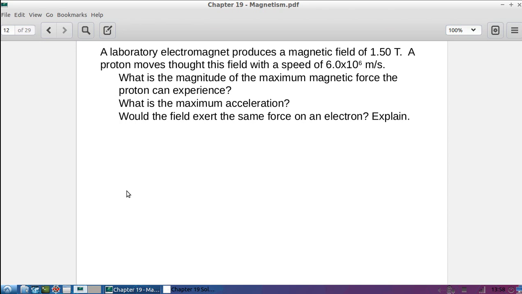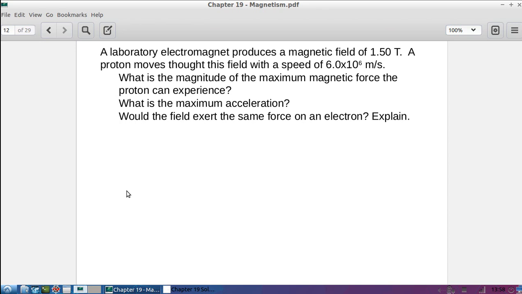We've got a proton moving through the field with a speed of 6 times 10 to the 6 meters per second. Very fast, but we've seen, like we saw in chapter 16, that a charge free to move in space under an electric field can move very quickly. It's asking for the magnitude of the maximum magnetic force that can be experienced by the proton. So I'm not given directions or anything right here, but we want the maximum magnetic force and the maximum acceleration.